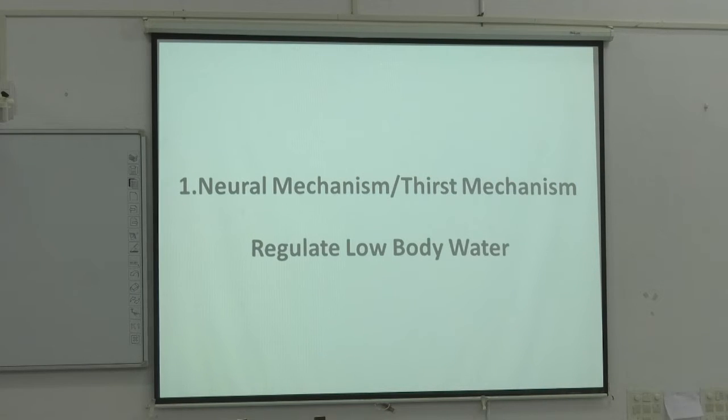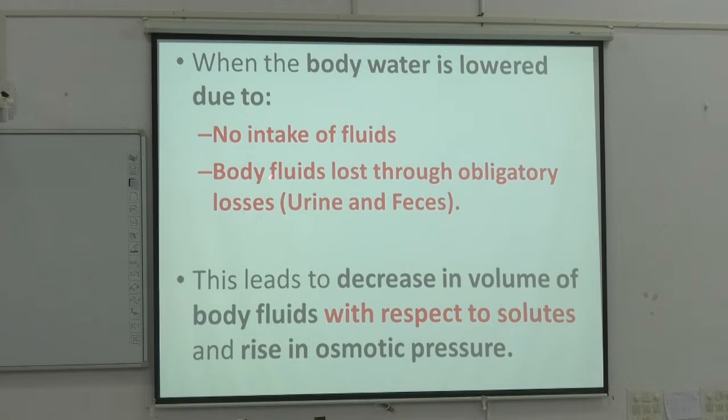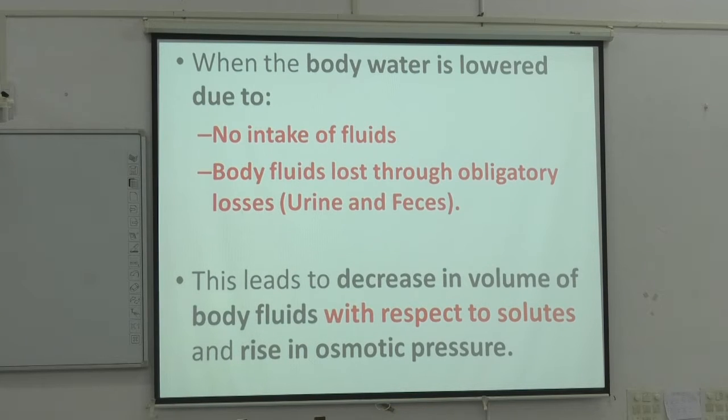Now we see all the factors one by one, and I think you all should make notes if you feel something is important. Like when body water is lower due to low intake of fluid or body fluid lost through obligatory losses, urine and feces. So ultimately, in the case of loose motion, in the case of diarrhea, there is an excessive loss of fluid. We already discussed that to maintain this balance, the body takes fluid through the dietary method, from the outside, to maintain the fluid balance.